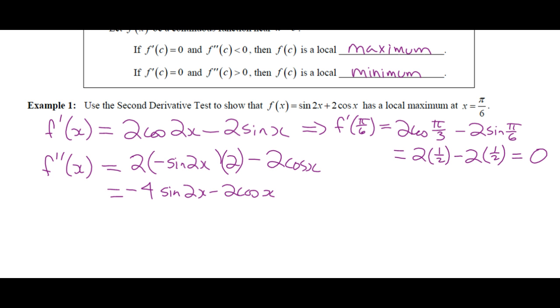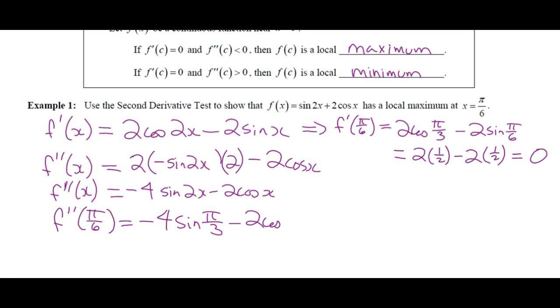If we were going to look at the second derivative and say, okay, where is that 0? We would be looking for intervals of concave up, concave down, but we're not, right? We're just trying to show that this has a local maximum. So keeping our eyes on the prize. So f double prime of pi over 6 is negative 4 sine of pi over 3 minus 2 cos pi over 6.